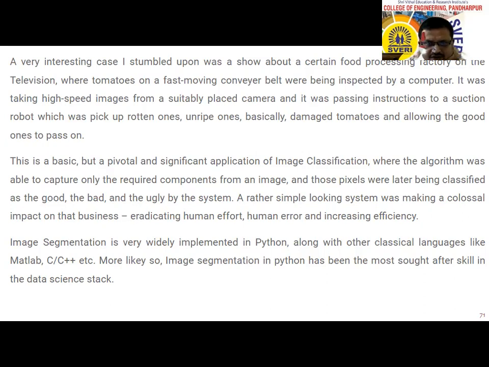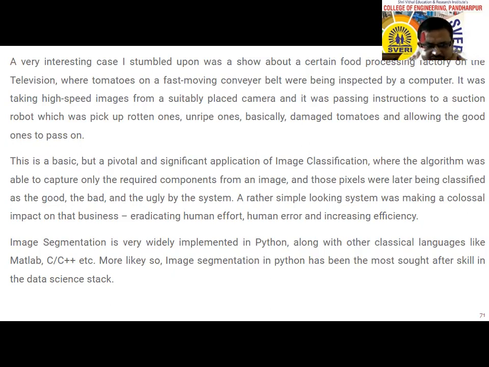By taking images, the robot understands which tomatoes are not of good quality. That image will be fed to the robot, and the robot will understand that these tomatoes are not of good quality. Therefore, the robot will pick those tomatoes up from the conveyor, and whatever good quality tomatoes are there, they will pass on to the next stage.